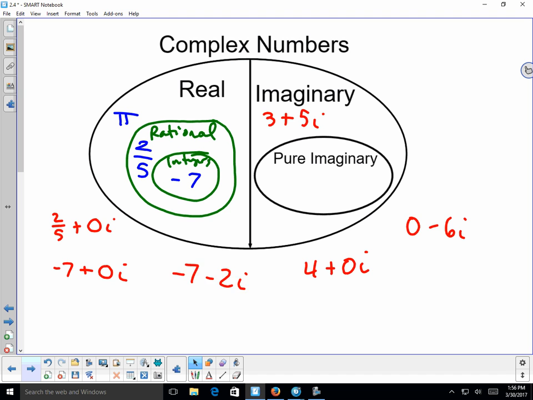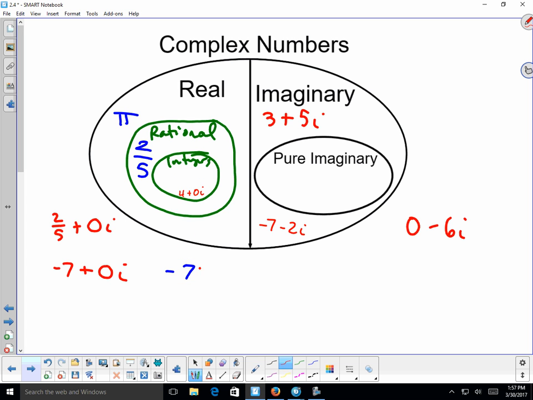So if I want to put -7 minus 2i in my Venn diagram, that would go over here, for example. But 4 plus 0i, where's that going to go? Yeah, it's going to go on the real side. That's actually going to go in here with the integers, because it's really just equal to 4. Because it's 0 times i. It's 4 plus 0. So really this -7, I could write that as -7 plus 0i. You with me? And that would go up here too. Everybody with me? Yes, indeed.